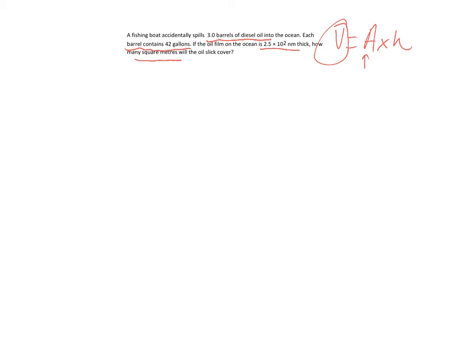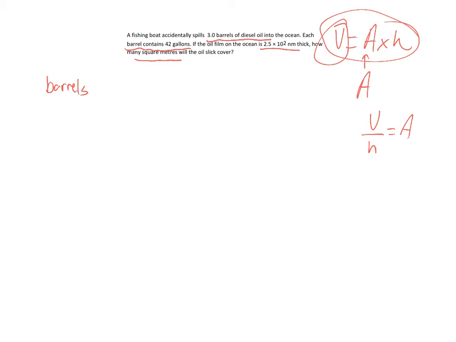So let's continue to identify now where we're going. We've highlighted some of the stuff that we know. Let's figure out where we are going. My final answer needs to be in area. I'm starting off in barrels. So in order to get into something useful, first thing I'm going to do is rearrange this equation. So I have volume divided by height is equal to area.